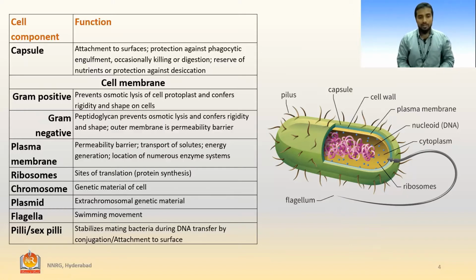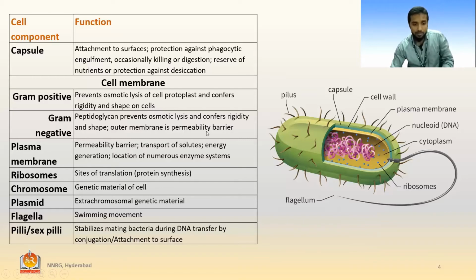Gram positive has, let us see the function, and in the next slide we'll see how gram positive bacteria has a cell wall and how gram negative bacteria has. Gram positive prevents osmotic lysis of cell protoplasm and confers rigidity and shape on cells. The cell wall of gram positive is thicker one. The thicker the cell wall, more rigid will be the bacterial cell, isn't it? Similarly, gram negative peptidoglycan prevents osmotic lysis and confers rigidity and shape.